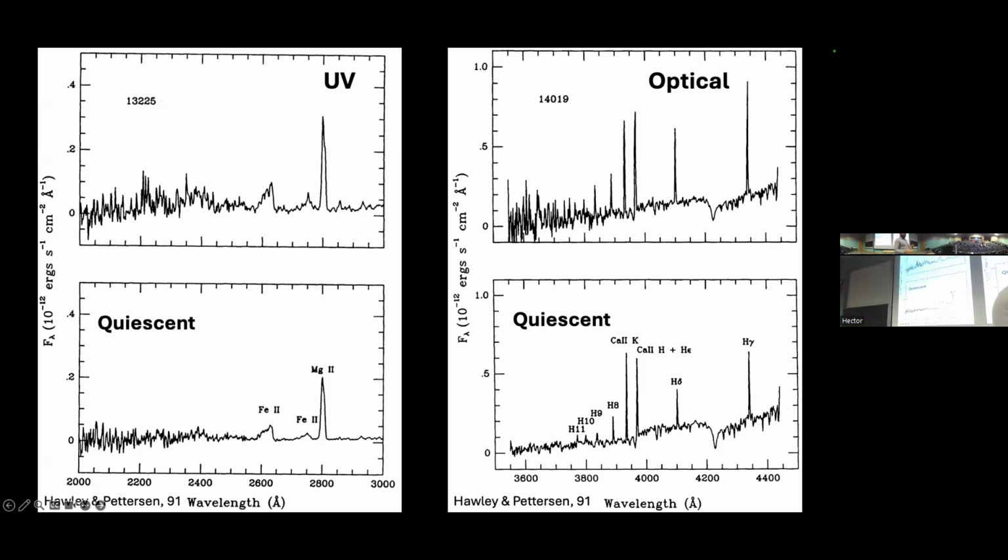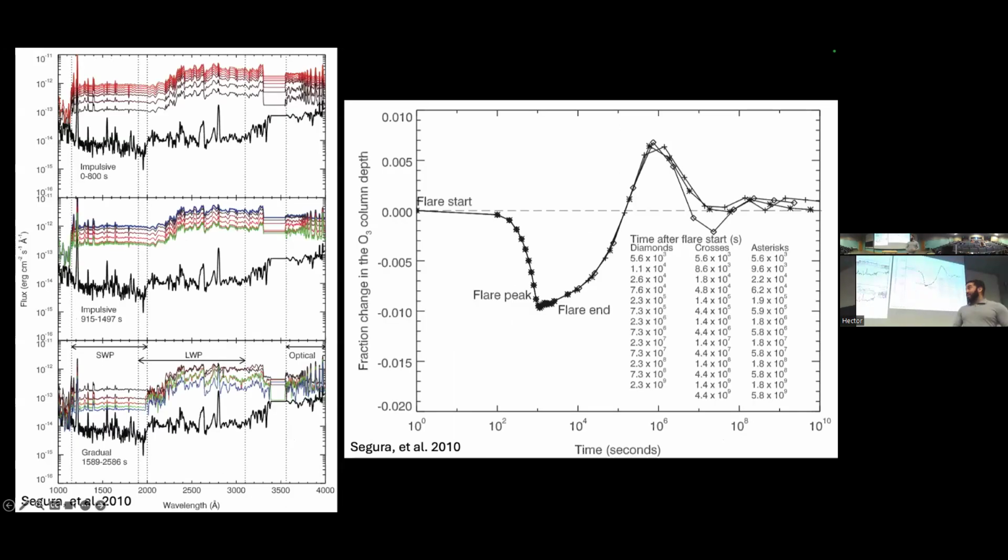So what some scientists did in 2010, so Antigona Segura, the doctor that I work with in this research rotation, and her team, they stitched those UV observations with the optical, and they were able to create a continuum of fluxes of the flare, and they divided the whole time sequence of the flare into time steps.